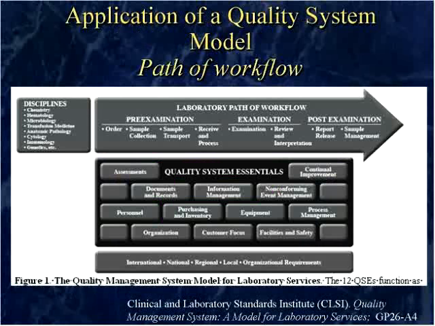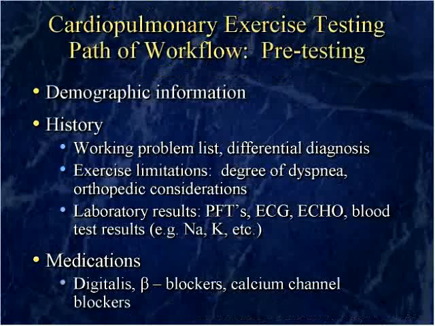You have things that happen during the test itself, and then after the test is performed. And you apply a group of quality system essentials, which are listed on the boxes below the large arrow there, such as personnel, and or the equipment, and or information management, and you apply all of these quality system essentials across the path of workflow. So we're going to take that approach as we look at cardiopulmonary exercise testing.